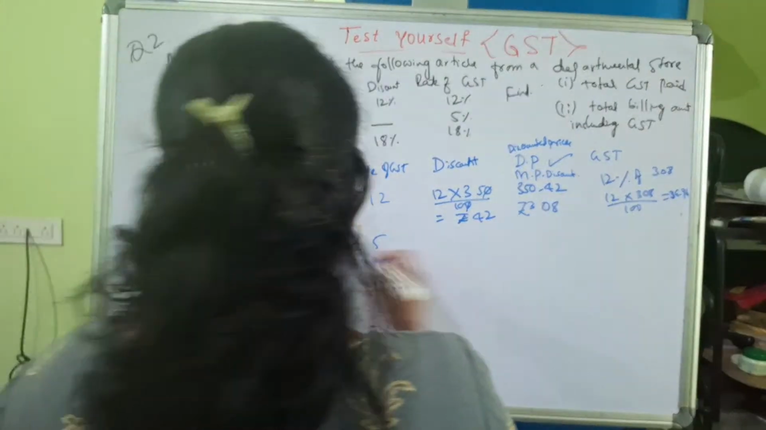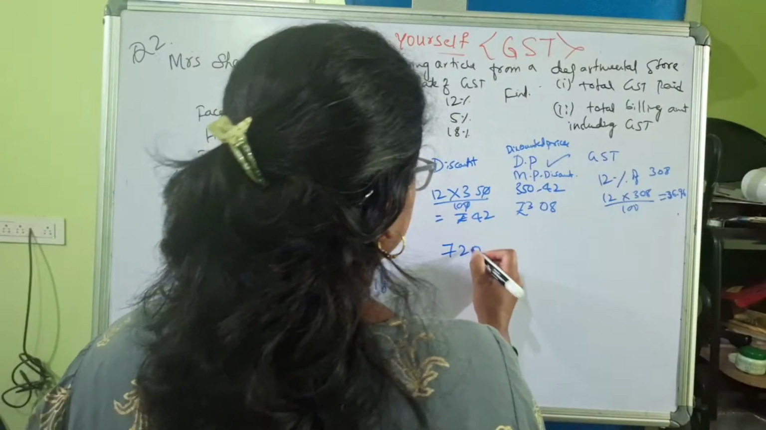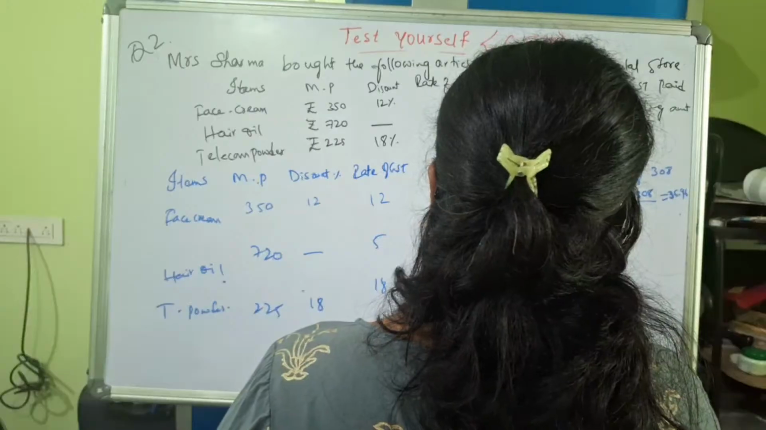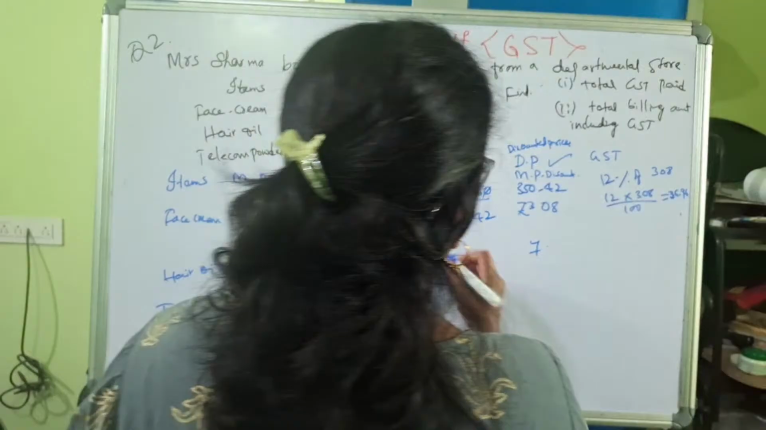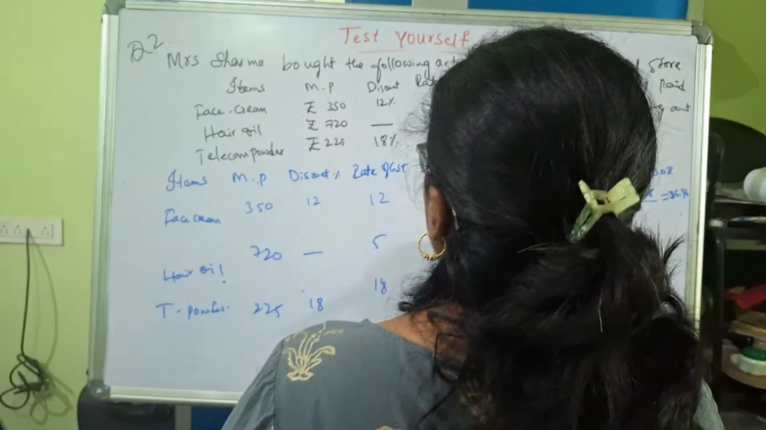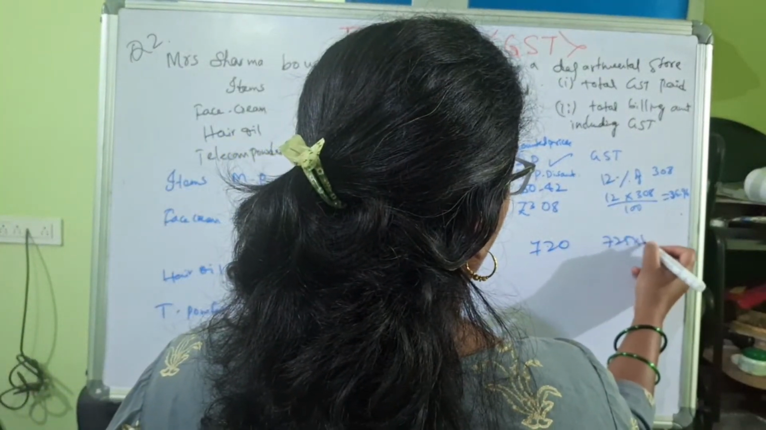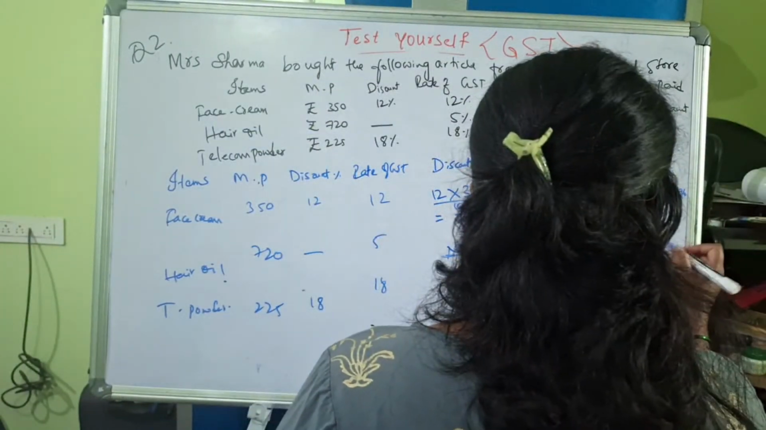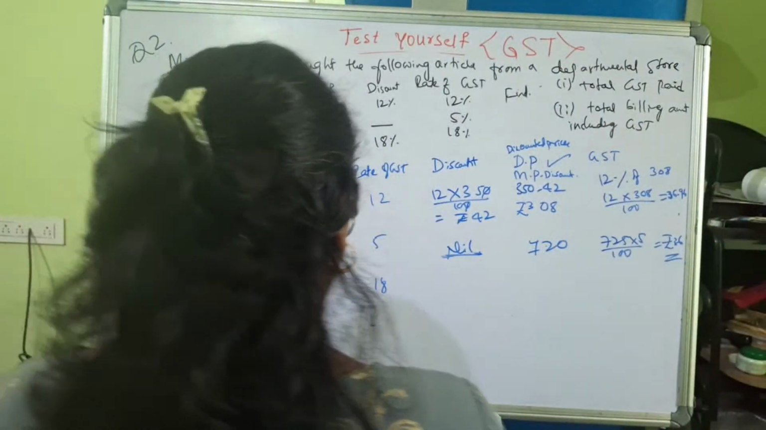And for hair oil, there is no discount, so the price is as it is. Here also discounted price is the same. This is nil. And the GST is, what is the percentage? 5%. 720 into 5 divided by 100, which is equal to rupees 36. So 36 is the GST amount.